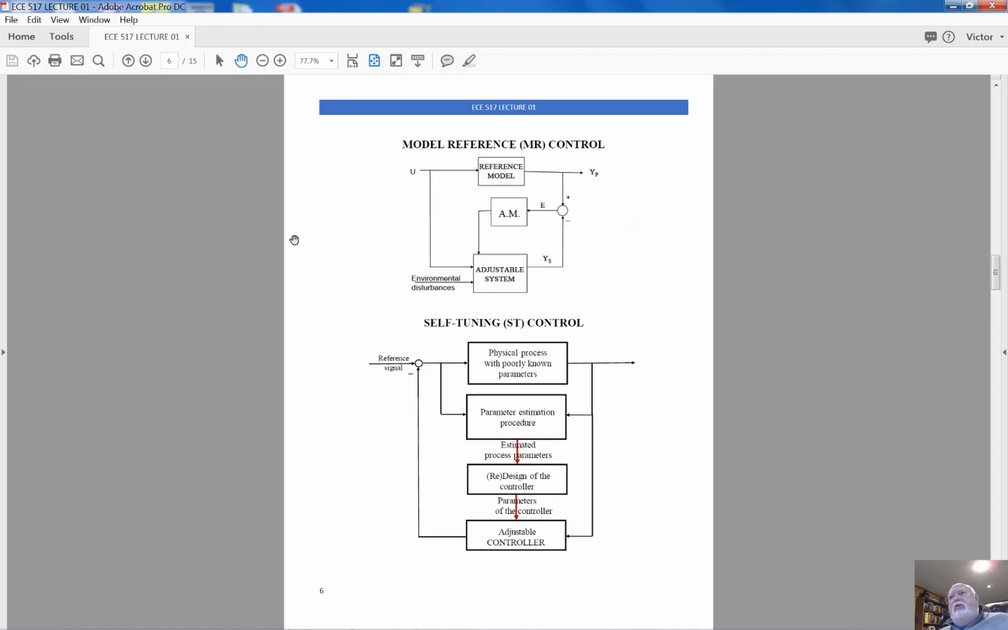I want you to take a look at this graph that explains the concept of model reference control. There is a reference model. This reference model presents the truth. It can present the desired closed-loop performance of the system. It can present the desired dynamics of the system. It is fixed. It is used as a reference.